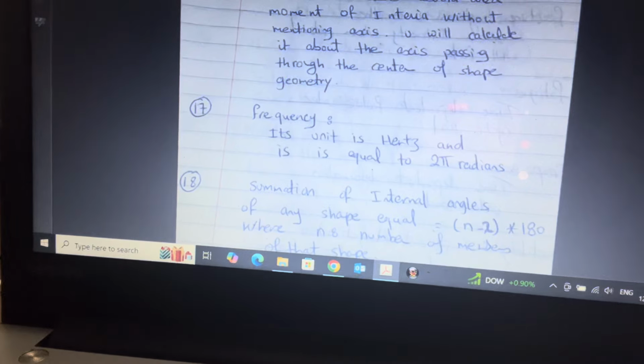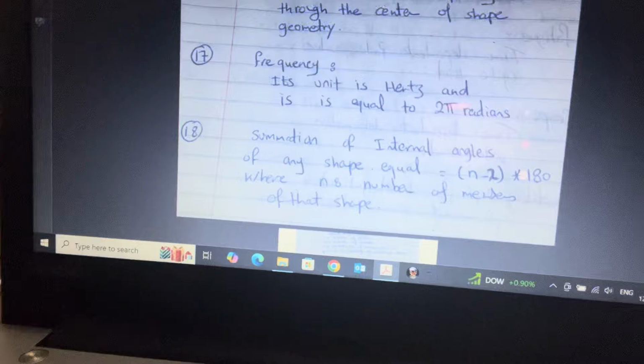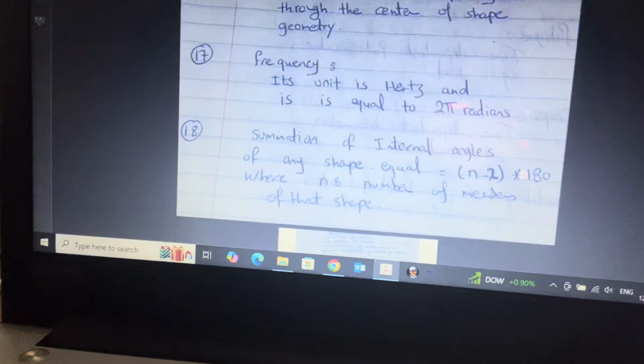Again, another very important point is the summation of the internal angles of any geometrical shape. It's 180 multiplied by (n minus 2). N is the number of sides of that shape, or the number of lines of that geometrical shape.